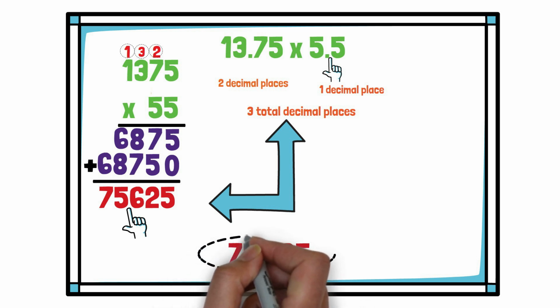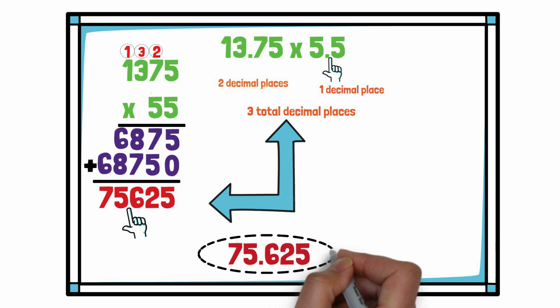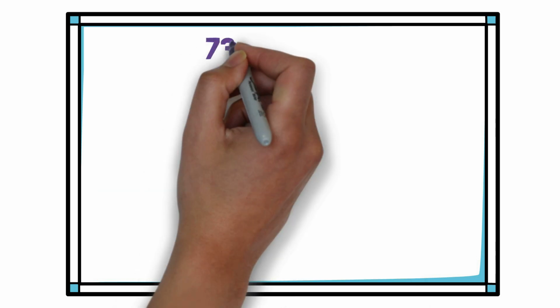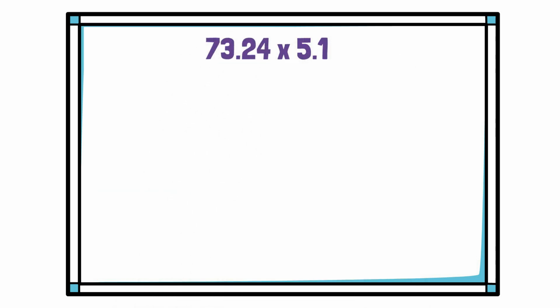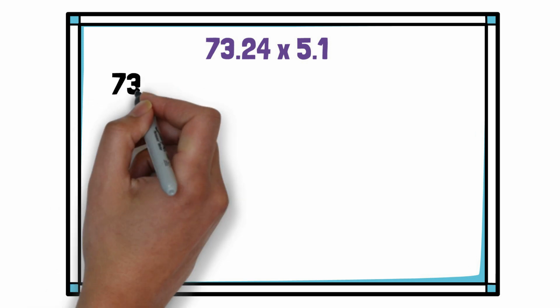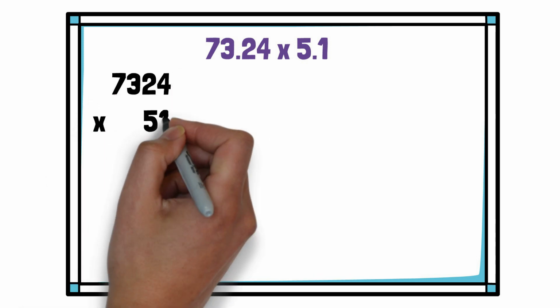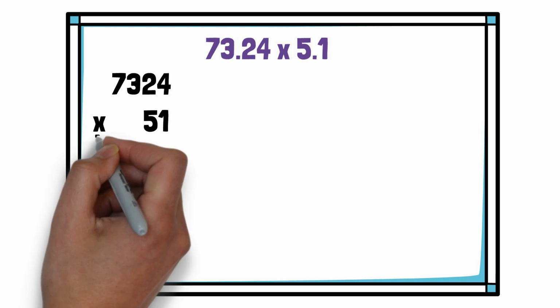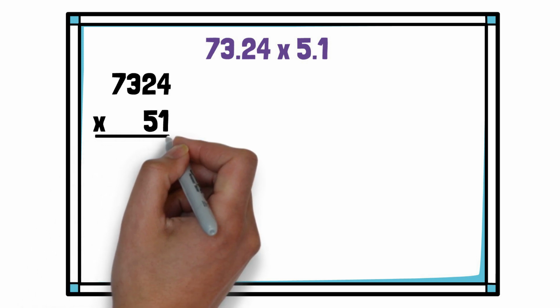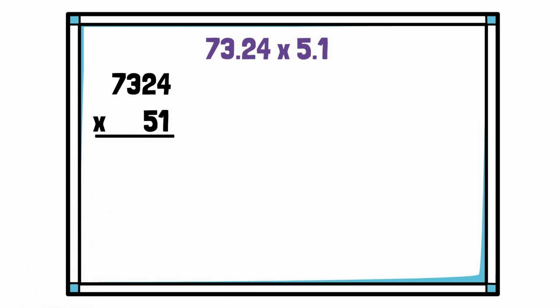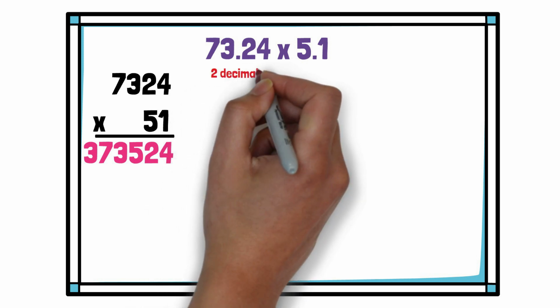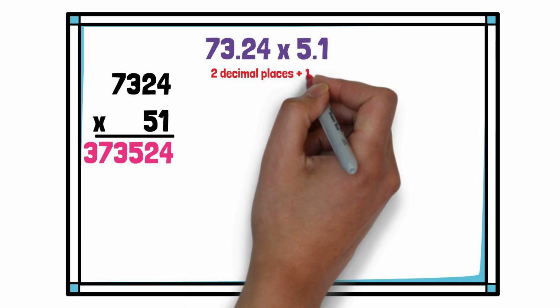Let's try another example and then practice on your own. Check out the description box for the answers at the end of the video. 73.24 times 5.1. First, we're going to remove the decimal points and multiply. So we're going to multiply 7,324 times 51. Our answer is 373,524.